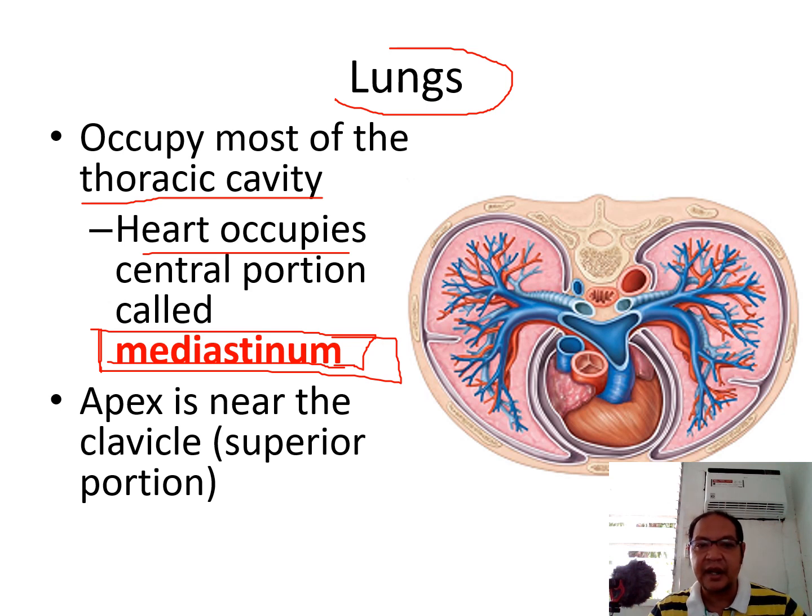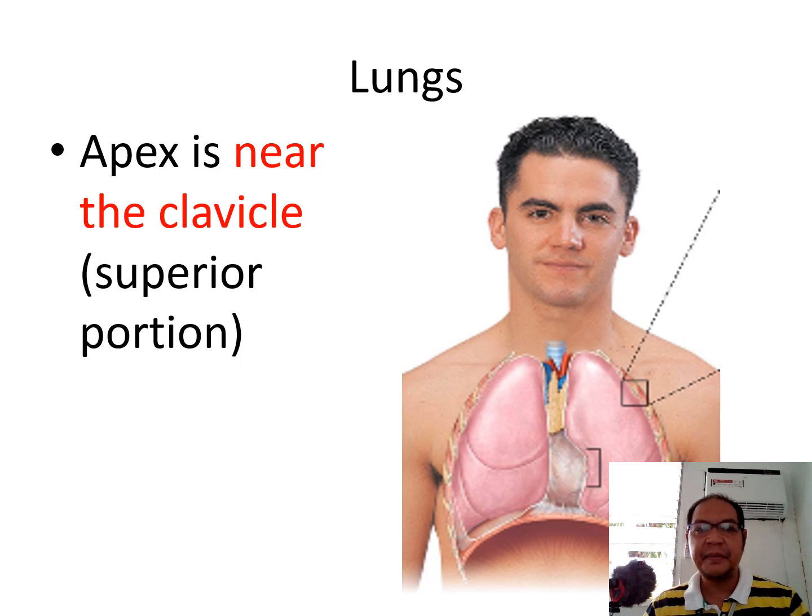Apex is near the clavicle, as I discussed last time, that the apex of the lungs is at the upper portion, just behind the clavicle. It's the upper or superior portion. So if this is your apex, and this is your clavicle, your lungs go until there, and that is the apex. Apex is the pointed portion of the lungs. Even the heart, the pointed portion of the heart is called apex.